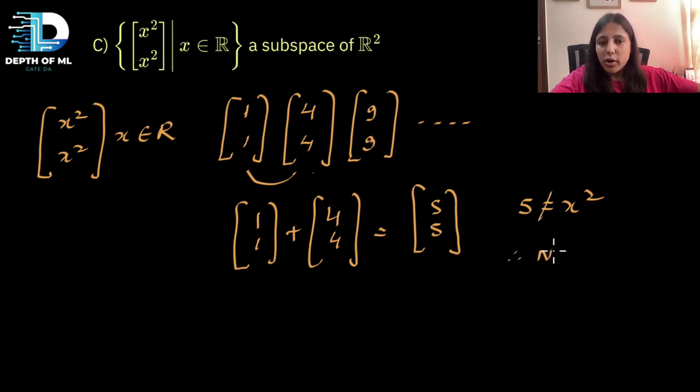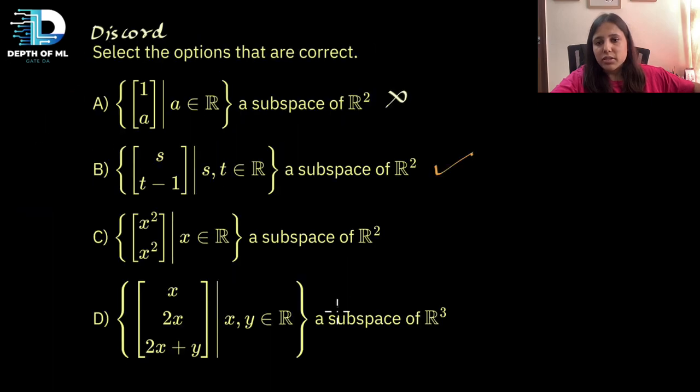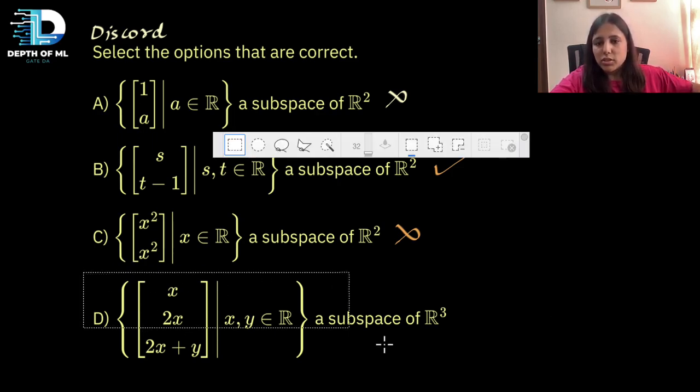Therefore, this is not closed under addition. And how did we prove this? By using a counterexample. So when you have to disprove something, you can always use a counterexample, that is sufficient. So this is not the correct subspace. This is not a subspace of R2. Now let's see the final one, which is this D.